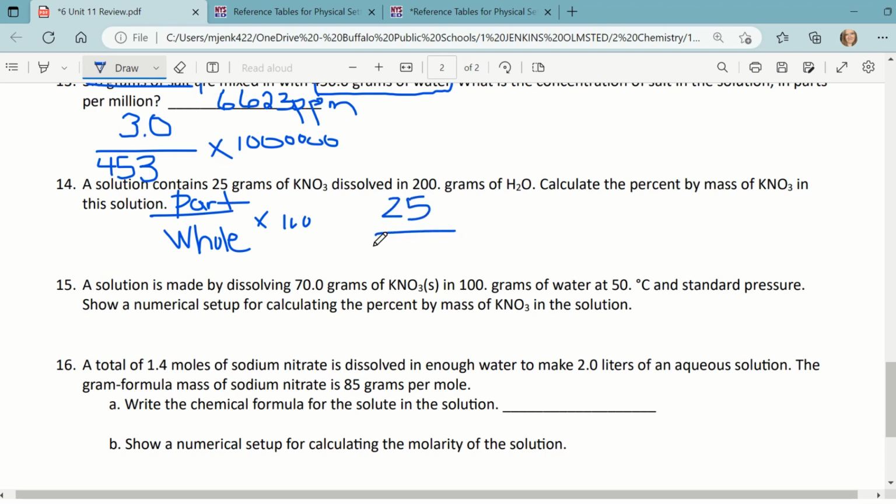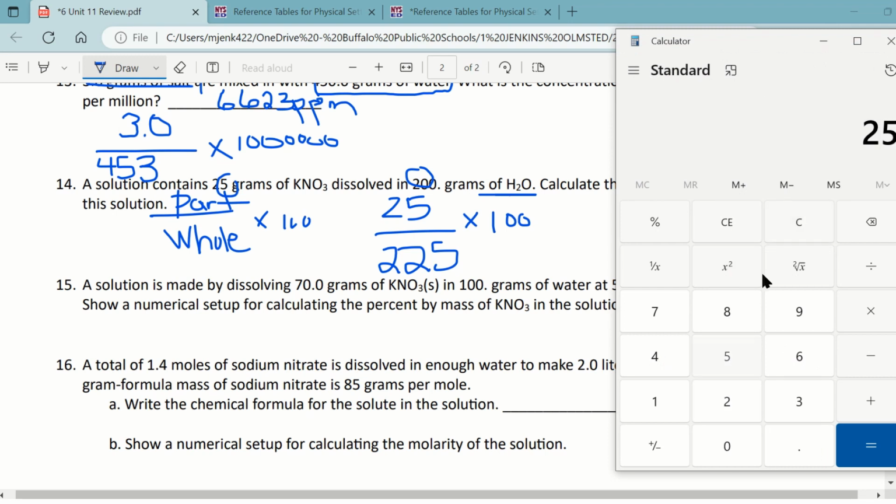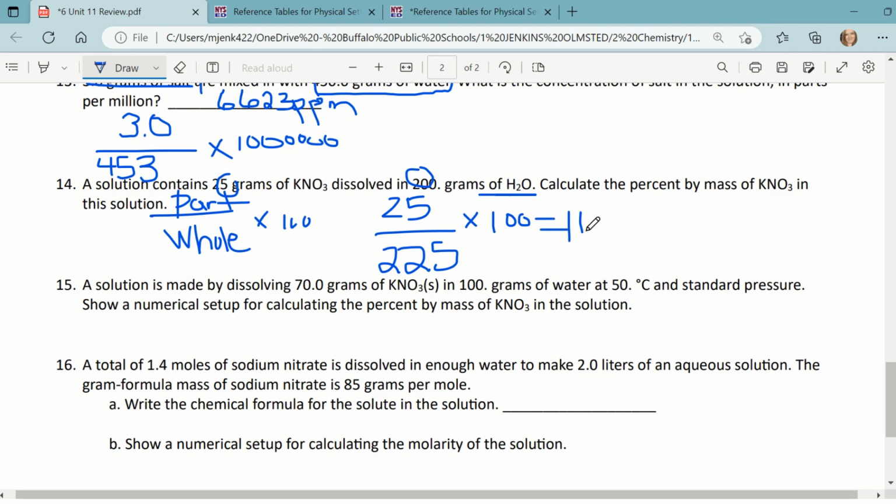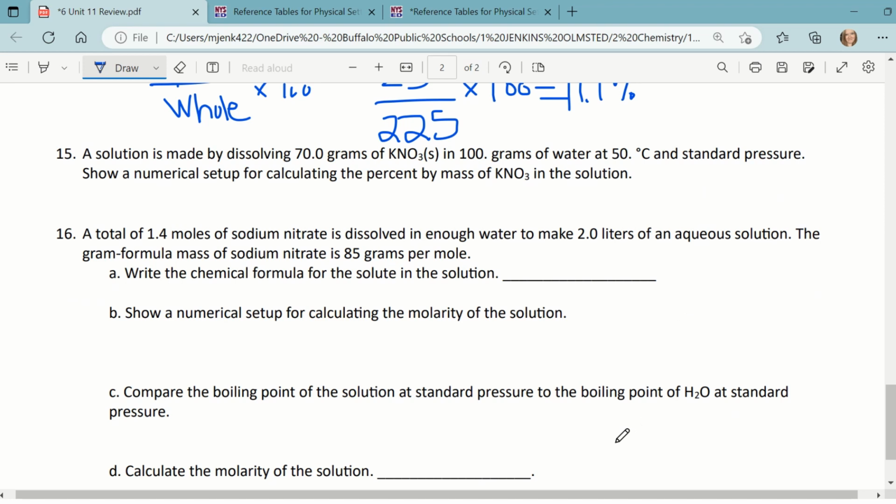The whole thing is the 200 plus the 25, because that just says water. So it's actually 225 times 100. So let's do that math. 25 divided by 225 equals, times 100 equals 11.1%.